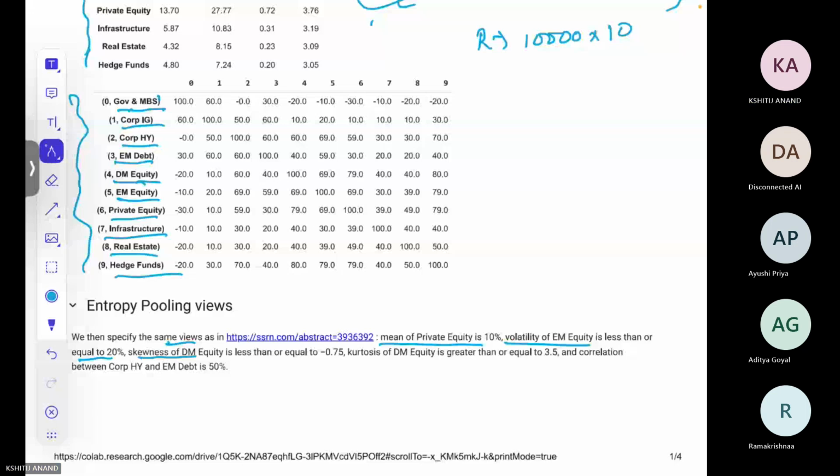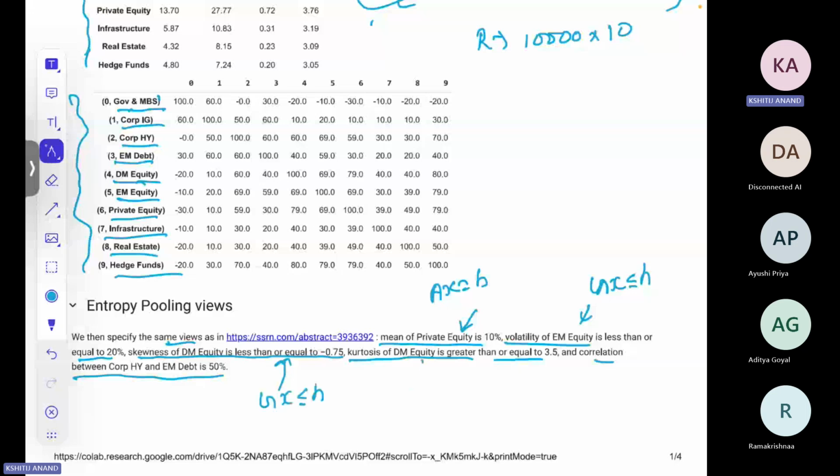Okay, got it? Now see, in this view you have an equal sign, so this will go to the Ax equal to b matrix. In this, you have less than or equal to, so this will go to Gx less than or equal to h. In this, you also have a less than or equal to type view, so it will go to Gx less than or equal to h. Here you have greater than or equal to, so you can convert it into less than or equal to. For example, x greater than or equal to 3.6 can be converted into minus x less than or equal to minus 3.6. When you multiply both sides by a minus sign, the inequality sign changes. So it will again go to Gx less than or equal to h. And the correlation between corp HY and EM debt is 50%, so it will again go to Ax equal to b. Okay, got it, everyone?